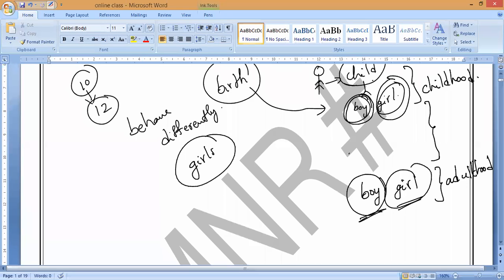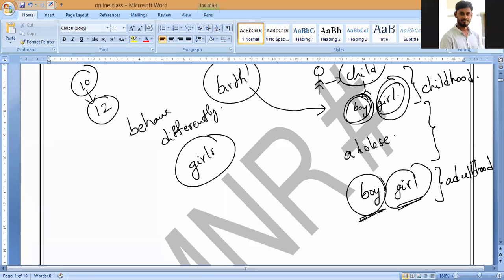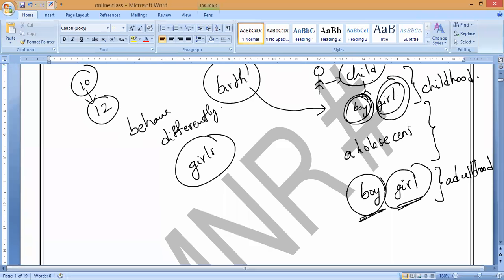So from childhood to adulthood, that period of time is what we call adolescence. What do we call it, guys? Adolescence. We say adolescence. So please remember that, it is very important. The time between childhood and adulthood is called adolescence.